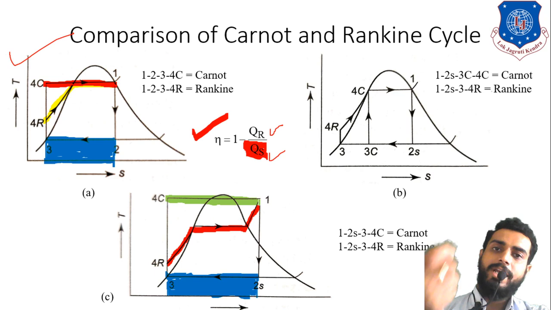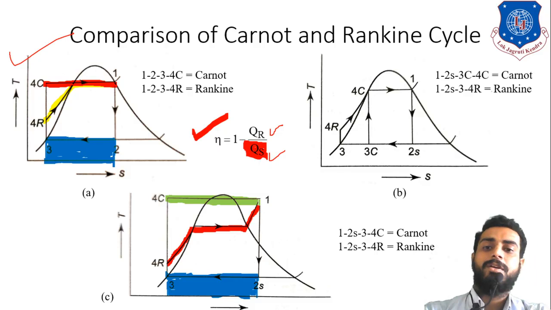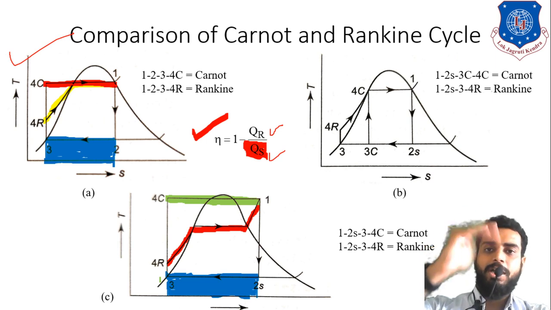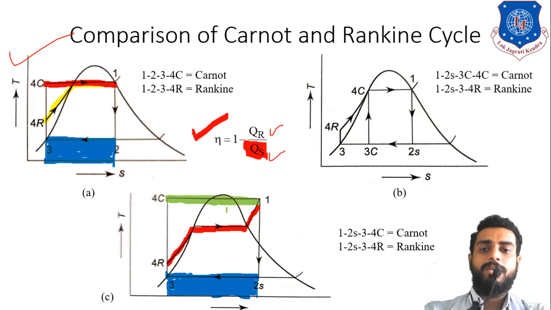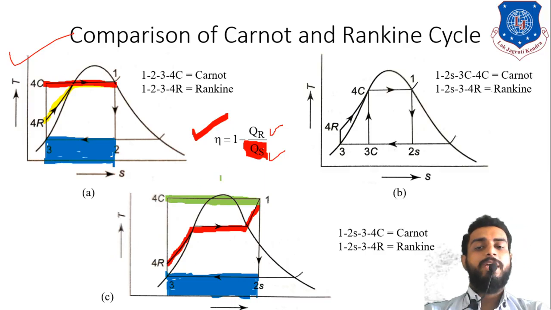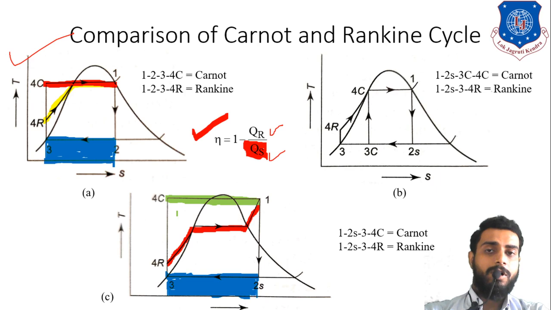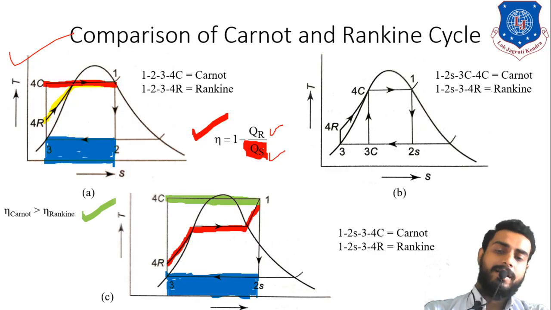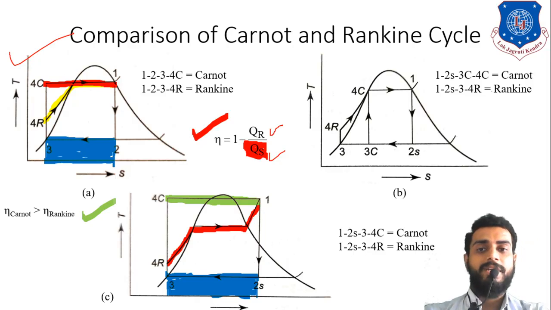Now tell me, in which cycle, Carnot or Rankine, is the heat added higher? Obviously the area under 4C to 1, that is the Carnot cycle heat addition area, will be higher compared to the Rankine cycle heat addition area, because you always have to take the area below the curve, not above the curve. Keep that in your mind. So for the Carnot cycle, heat addition is more compared to the Rankine cycle for diagram C also. So for diagram C also, the efficiency of the Carnot cycle will be higher than the efficiency of the Rankine cycle. Clear? So this is the first and second comparison.